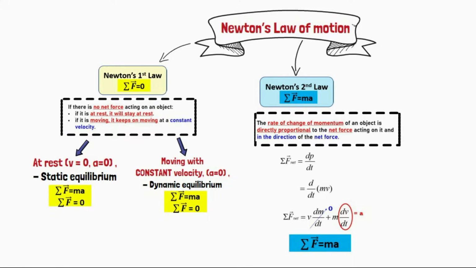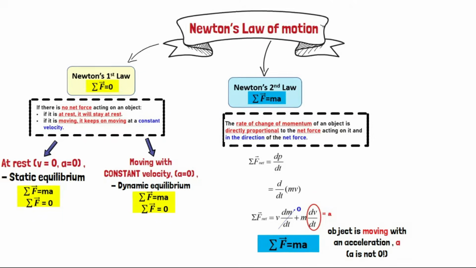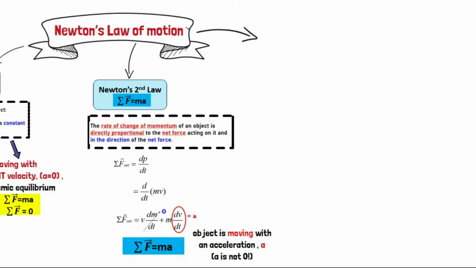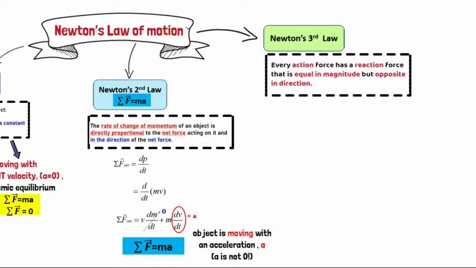Ingat, first law tadi, total F equal to 0 related to the static equilibrium and dynamic equilibrium. Newton's second law is about object is moving with an acceleration of A. So, total F is equal to MA. Jadi, kedua-dua law ini kita akan guna bila kita menjawab soalan calculation dalam chapter 4. Dan yang terakhir adalah berkaitan dengan Newton's third law, dan ini adalah berkaitan dengan action-reaction force.